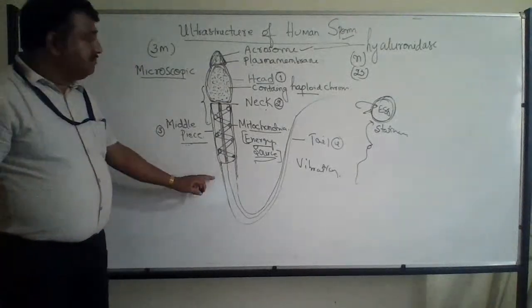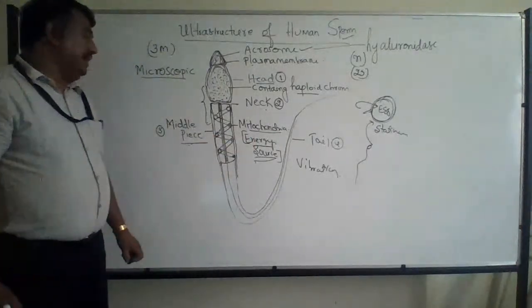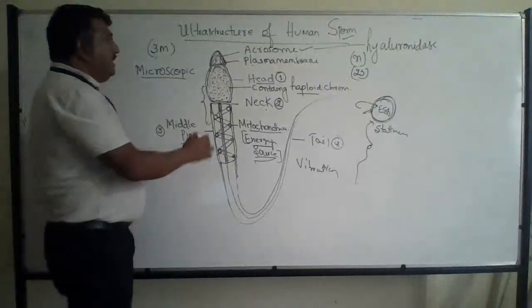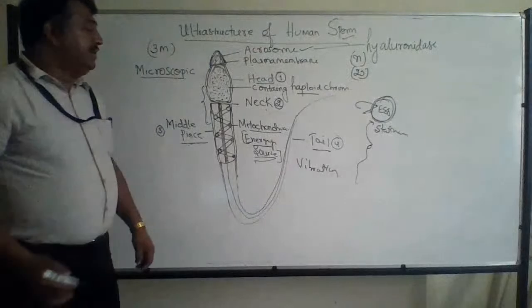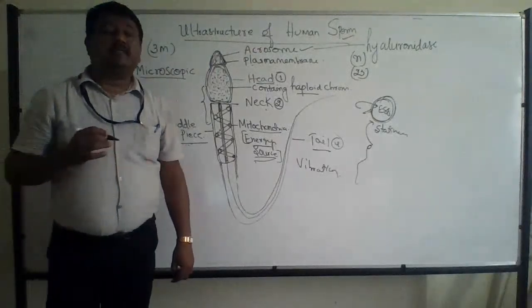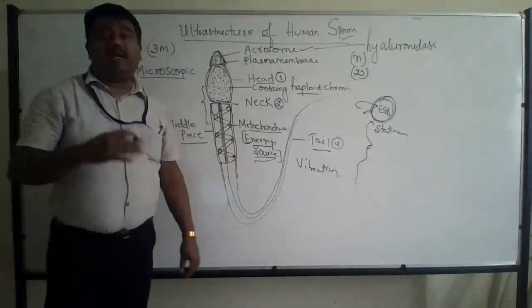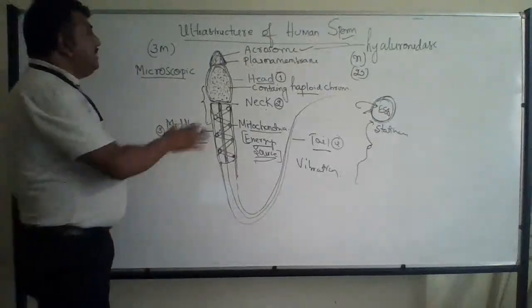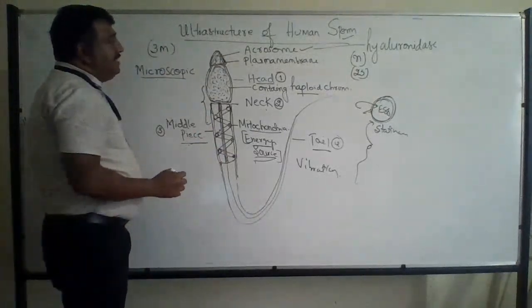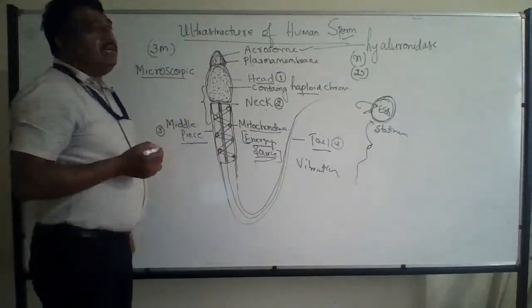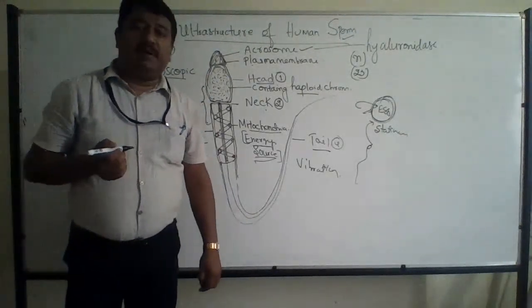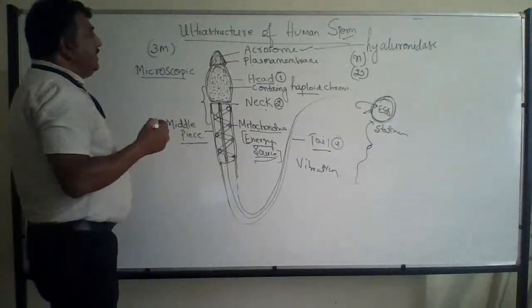And the last part is the tail. The last part of the human sperm is called the tail. As already said, it is long and slender, and it supports the motility or movement of the sperm. These are all the structural details of the ultrastructure of the human sperm.